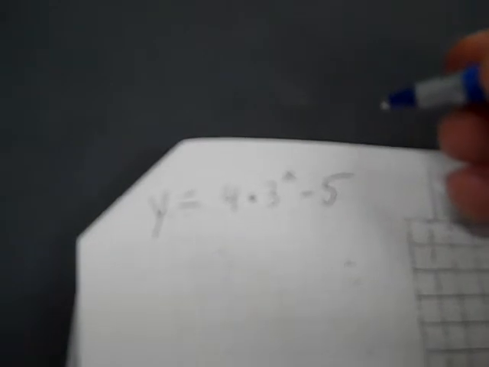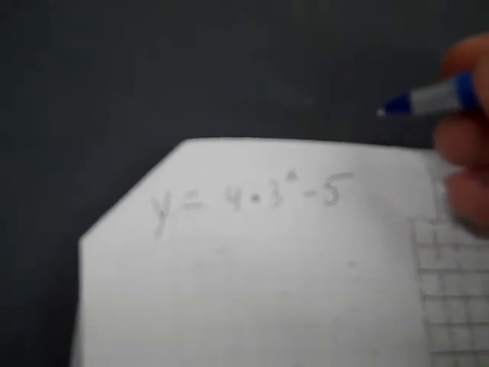Okay, now everybody's favorite, everybody loves graphing, okay? So y equals 4 times 3 to the x power, minus 5. You don't say 3x, it's 3 to the x, because 3x means it's 3 times x, and it's not. It's 3 to the power of x. So there's no domain restrictions, okay?